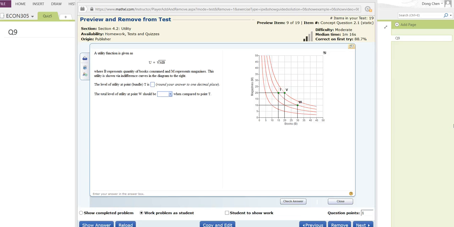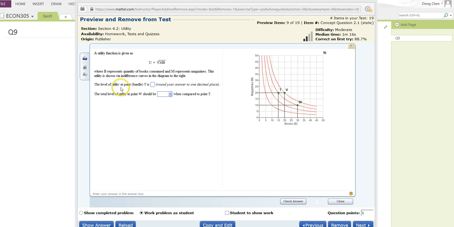This is question number 9 of quiz 5. A utility function is given by u equals a square root of m times b, where b represents quantity of books consumed and m represents magazines. This utility is shown via different curves in the diagram to the right.